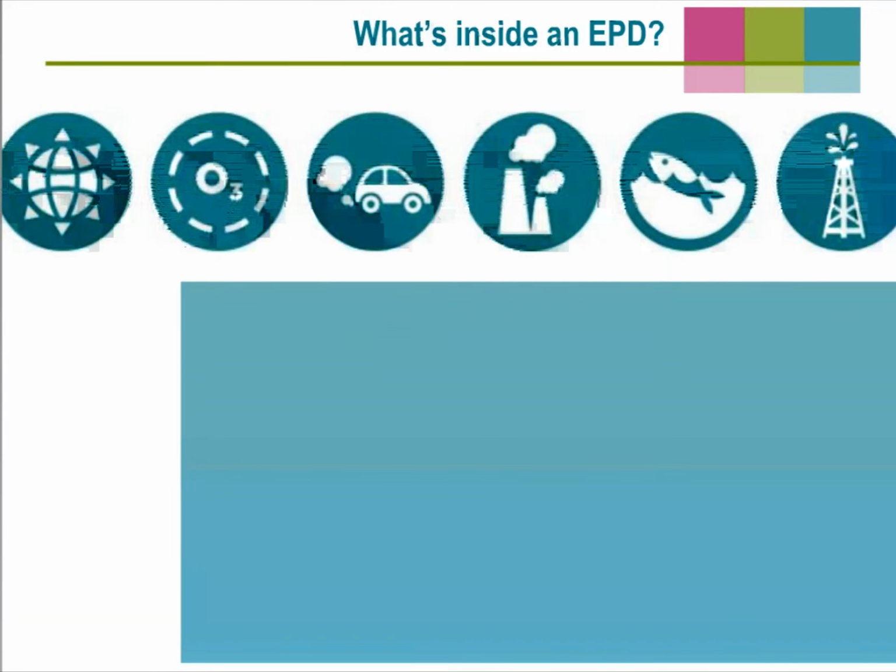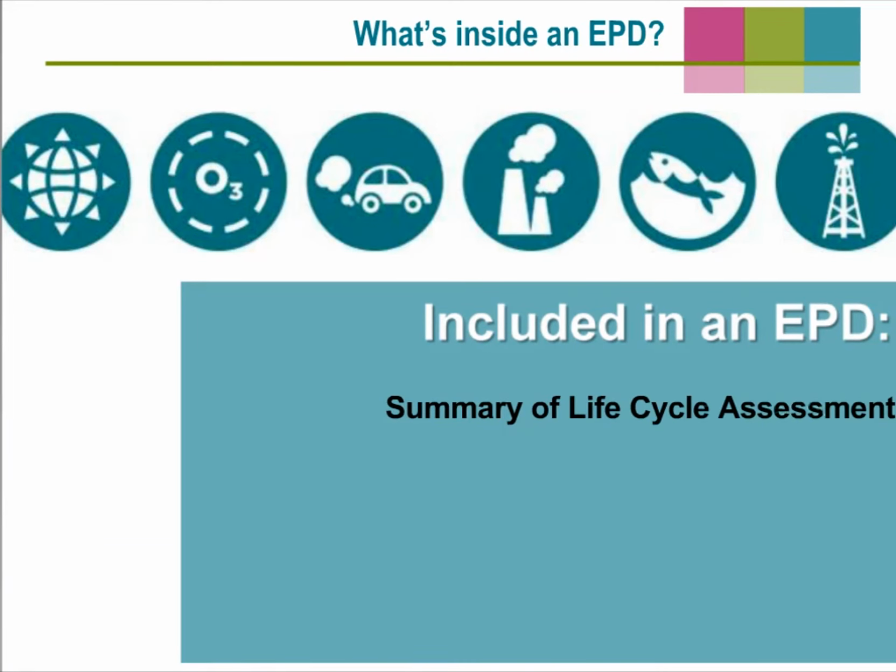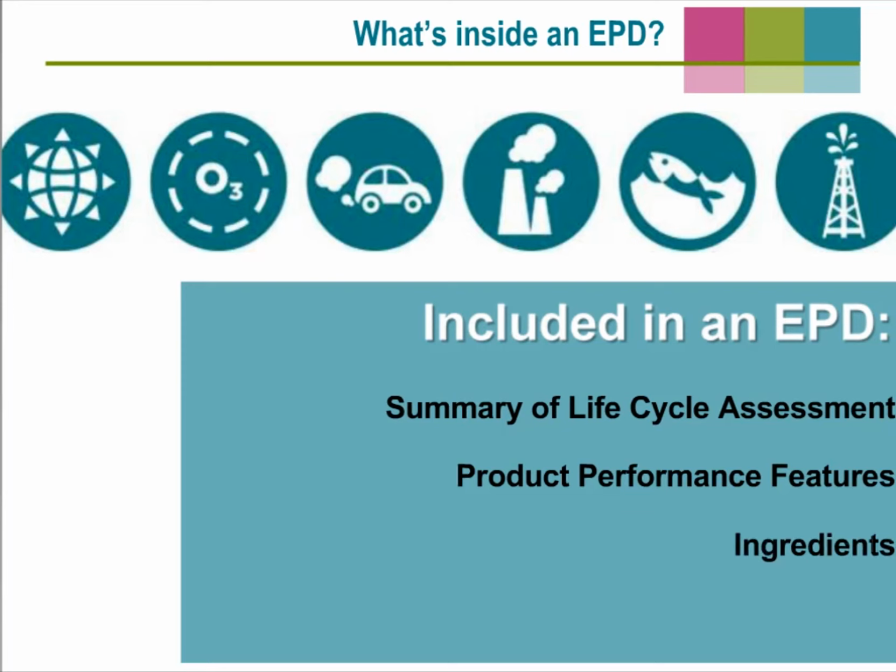So, what type of information is found in an EPD, or Environmental Product Declaration? Well, the main focus of an EPD is the summary of a product's LCA, including information on the product's performance in environmental impact categories like global warming potential and water usage. It may also contain performance characteristics of the product in question.